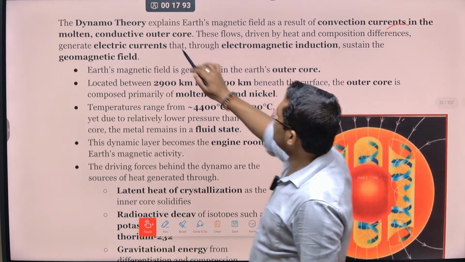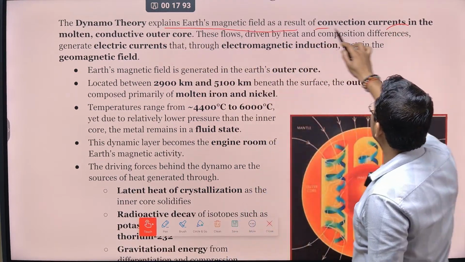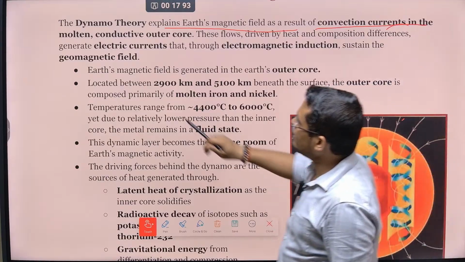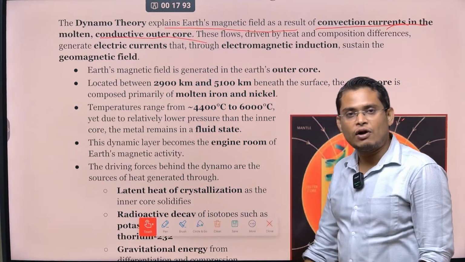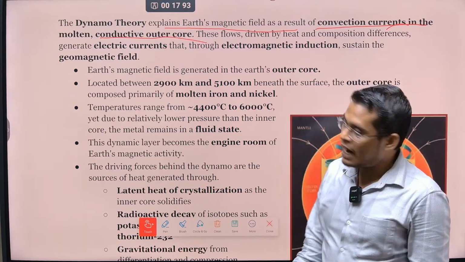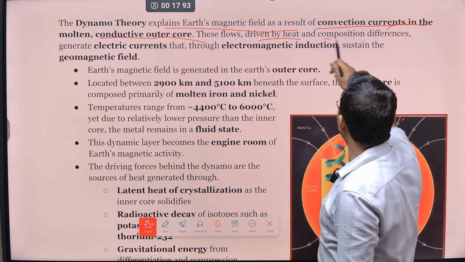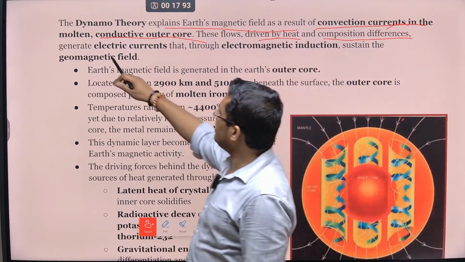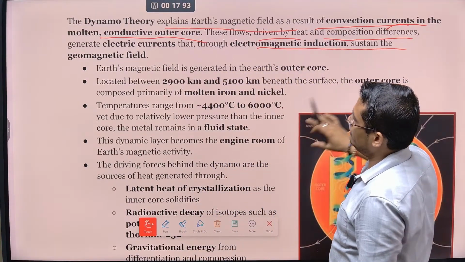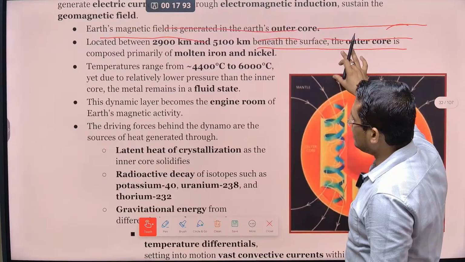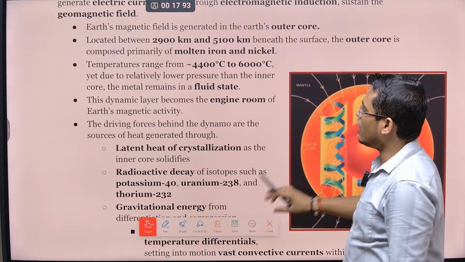So dynamo theory explains that Earth's magnetic field is a result of convection currents in the molten, conductive outer core. So we can say that the outer core is responsible for Earth's magnetic field, driven by heat and composition differences. These generate electric current that, through electromagnetic induction, sustains the magnetic field. Okay, so you can see the Earth's magnetic field is because of the outer core.